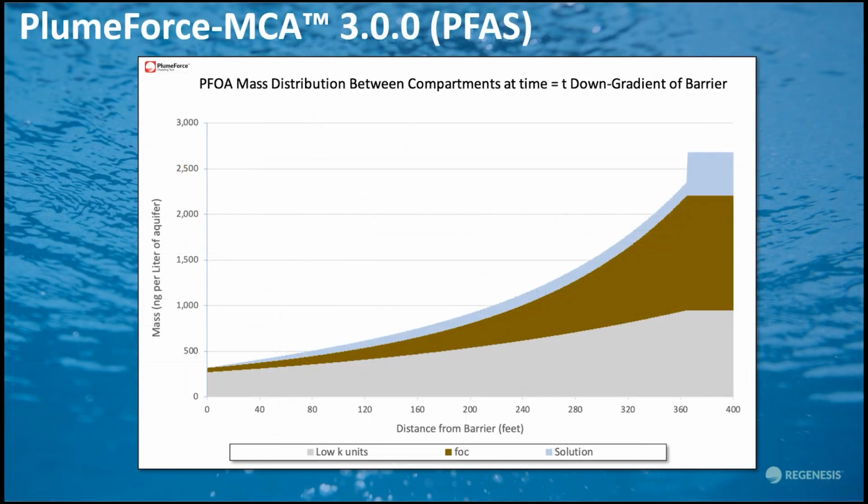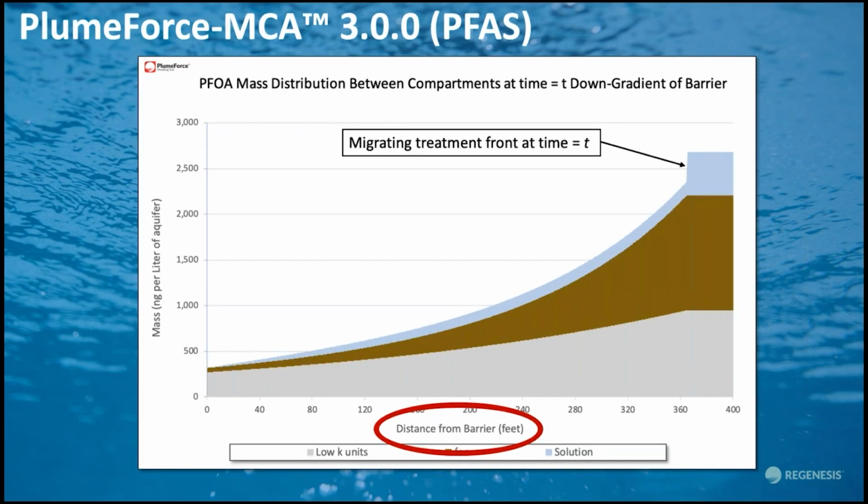Here's the tributary effect shown in another block diagram output window of PlumeForce. We still have mass per litre of aquifer material on the vertical axis as before, but this time the horizontal axis is distance from the barrier. The figure therefore shows the profile of mass versus distance at a given time interval. At time t, 1 year in this case, the front has migrated 365 feet because I've set in the model a groundwater velocity at 1 foot per day.